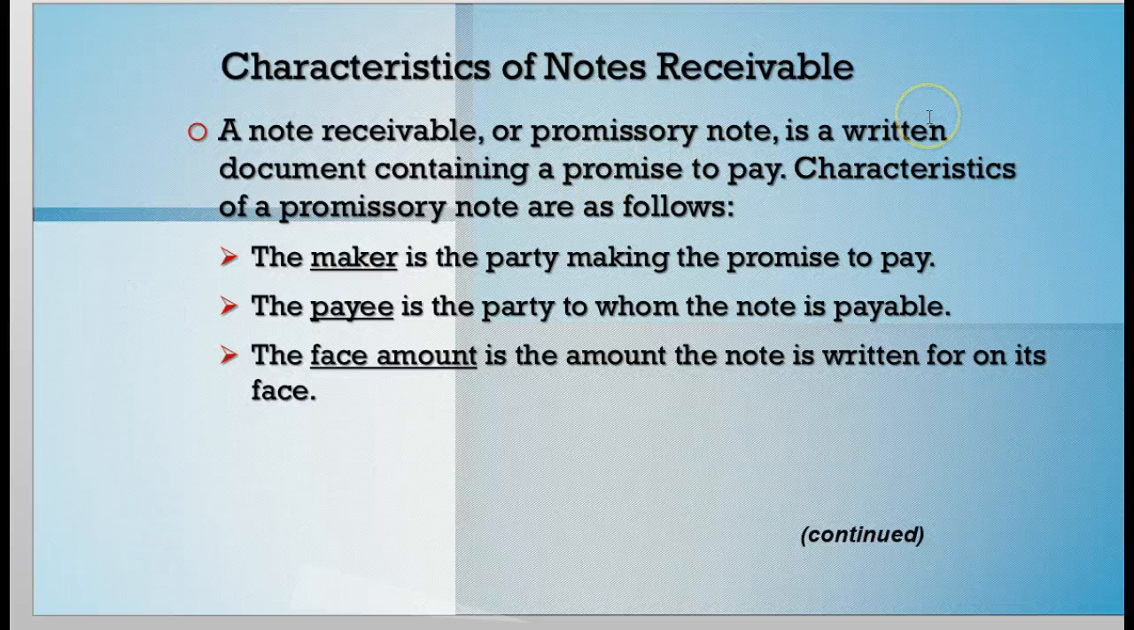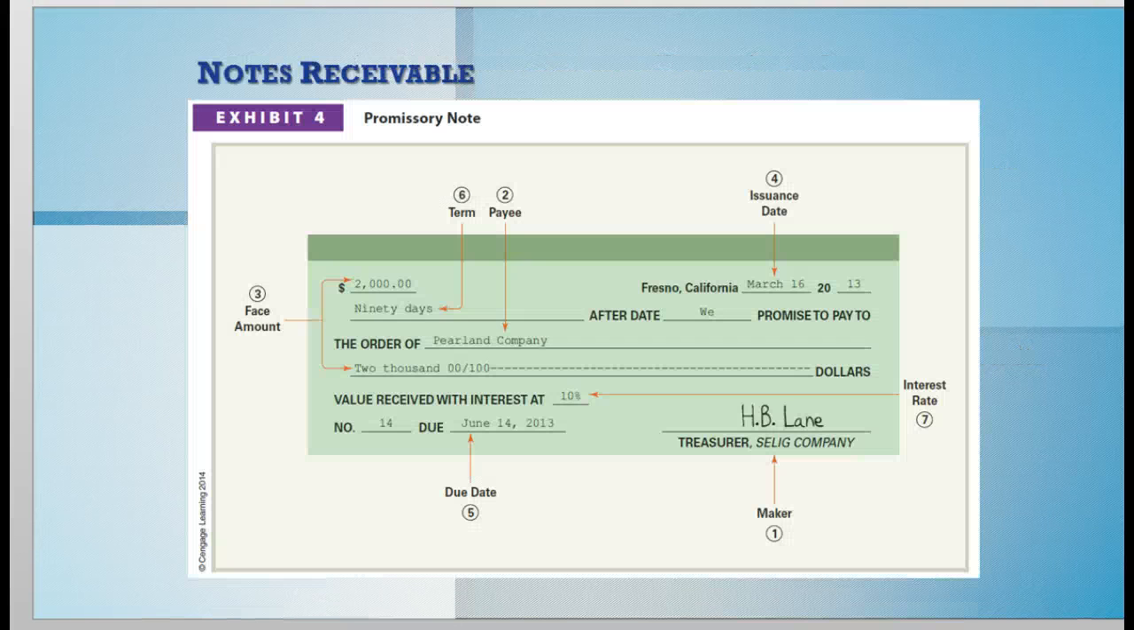Here's your characteristics of a note receivable, which is a longer-term note. It's called a promissory note or a note receivable. Characteristics: there's a maker, that's the party making the promise to pay. There's a payee, the party to whom the note is payable, and then the face amount. And a note receivable looks like this, and you can see all the components here.